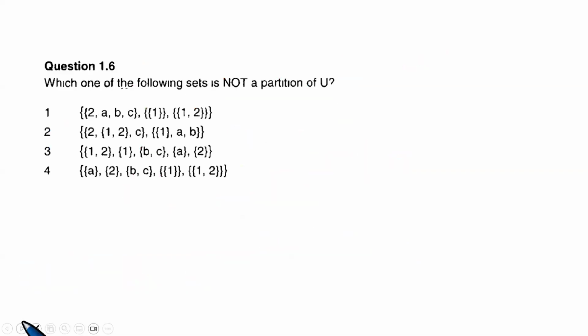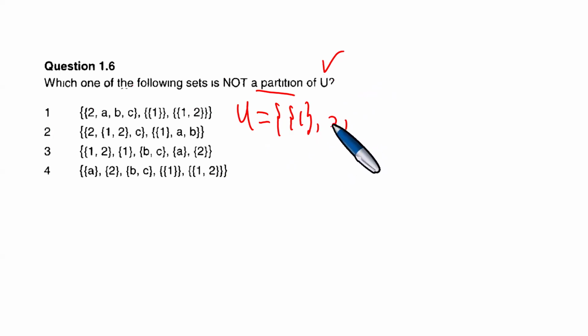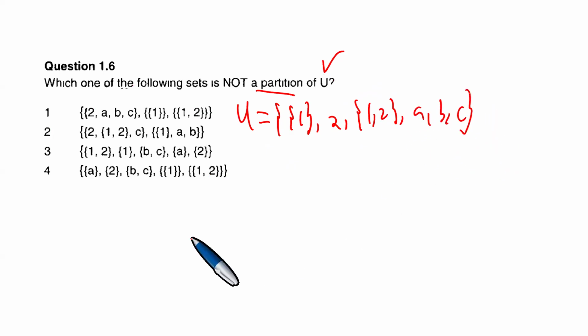Right, so we continue with 1.6. Which one of the following sets is not a partition of U? We are looking at question 1.6. We need to remember that U is our universal set, but we're looking for a set that is not a partition of this. So we look at the fact that U contains 1, it contains 2, it contains 1 and 2, it contains A, B, and C, like so.